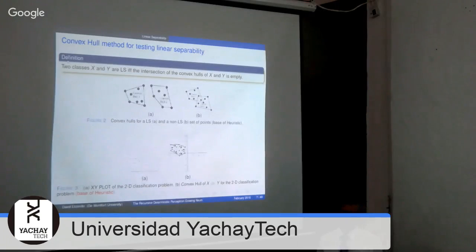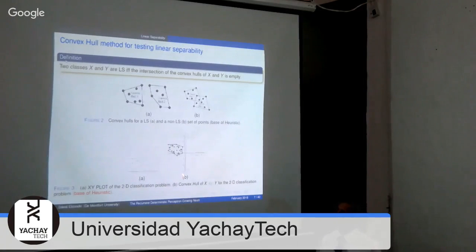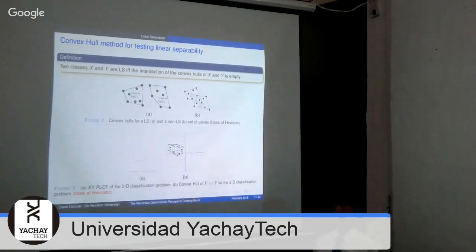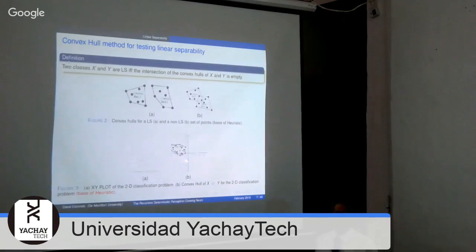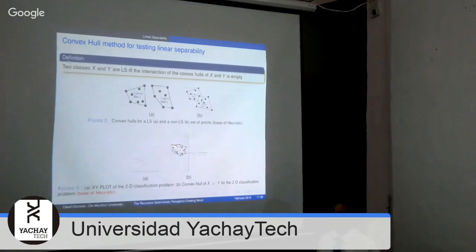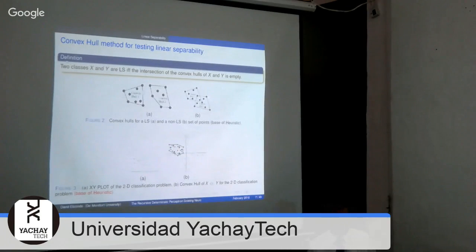Now, those of you that know a bit about complexity, we know that it's a bit expensive to calculate the convex hull for n dimensions. And not only that, but finding whether the origin is inside the convex hull is also very expensive.